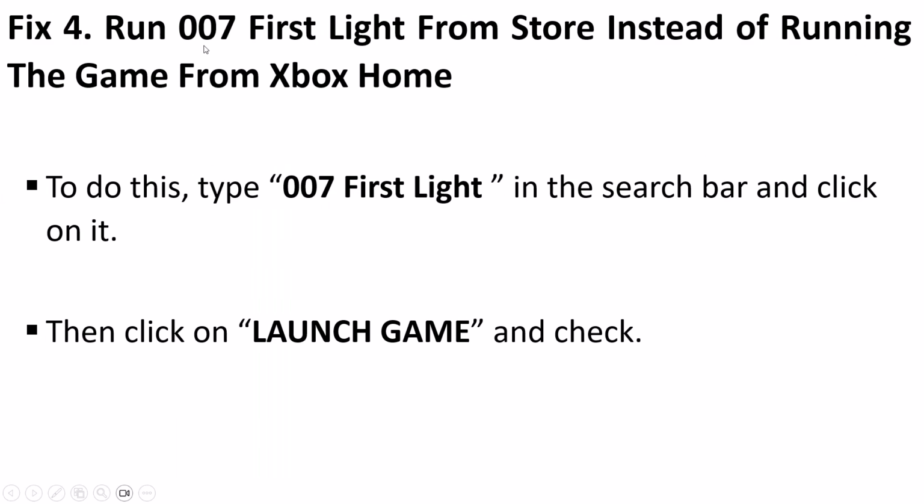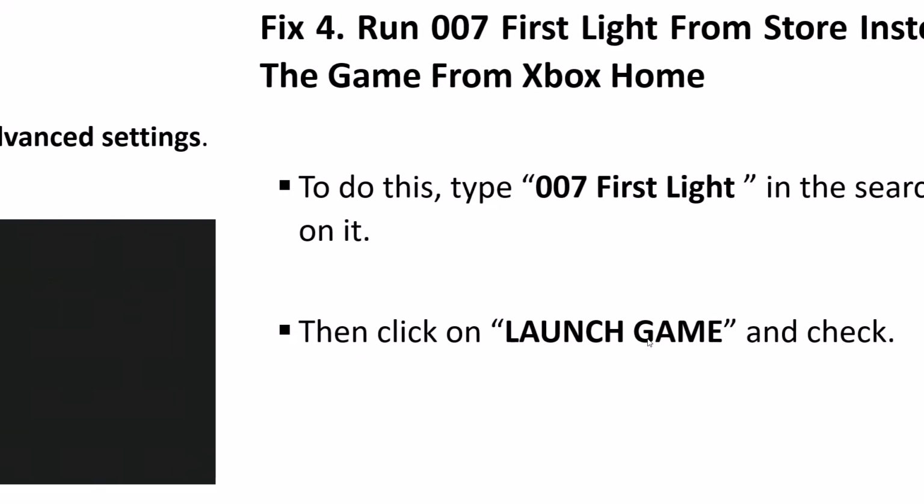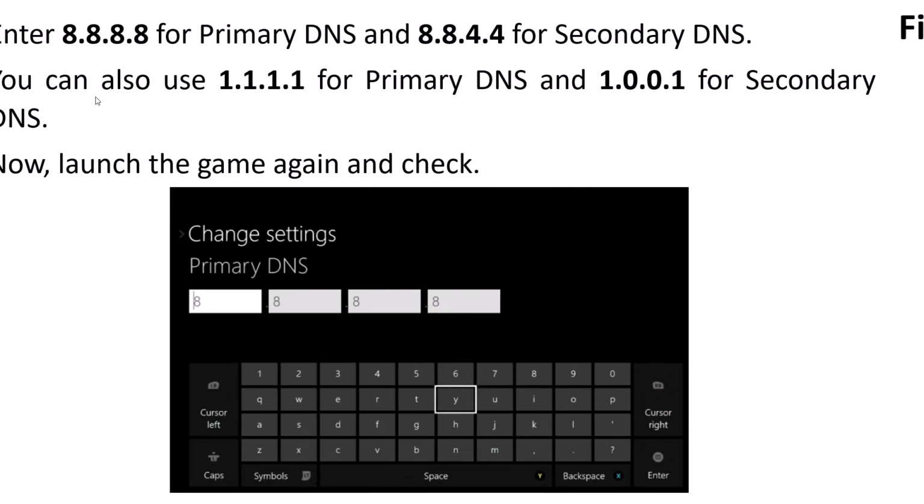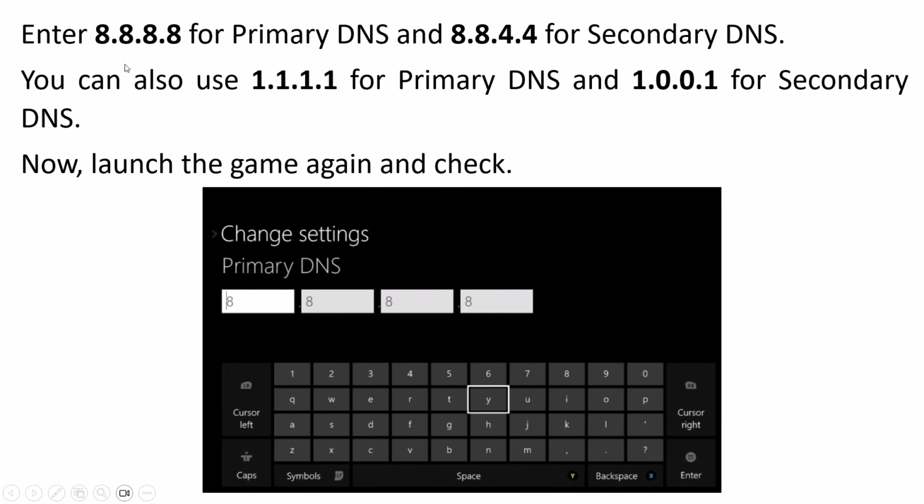Fix 4 is to run 007 First Light game from the store instead of running the game from Xbox home. To do so, type 007 First Light in the search bar and click on it and then click on Launch game and check. Fix 5 is to change DNS server. Go to your Xbox settings, in the General tab select Network settings, Advanced settings, go to DNS settings and then click on Manual. Now in the primary DNS enter 8.8.8.8 and in secondary DNS enter 8.8.4.4 and save it and then launch the game and check.